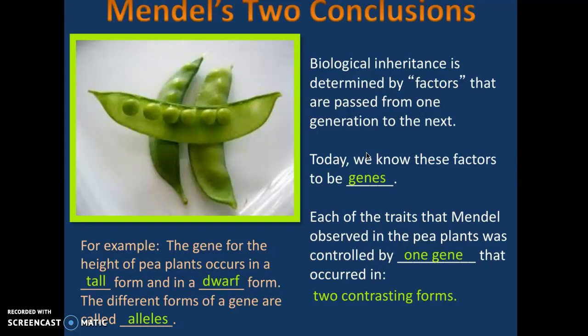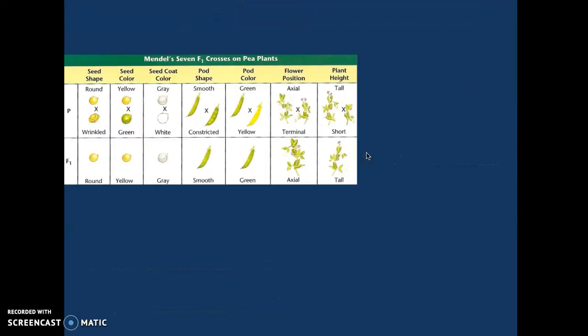We talked about that word briefly a little while ago, but you have alleles for various things, and they're just forms of a trait. So red, blonde, those are 2 different alleles. Tall, short, those are 2 different alleles. White versus yellow in flowers, that is an allele. So these are all different alleles that they looked at. So round versus wrinkled, yellow versus green, gray versus white, constricted pods versus smooth, yellow versus green, terminal versus axial, that's just where the flower is located, if it's located on the end or if it's located in the middle, and then tall or short.